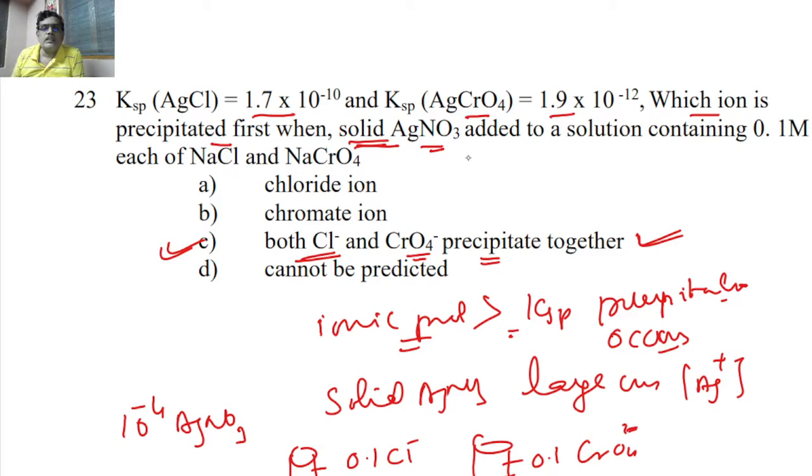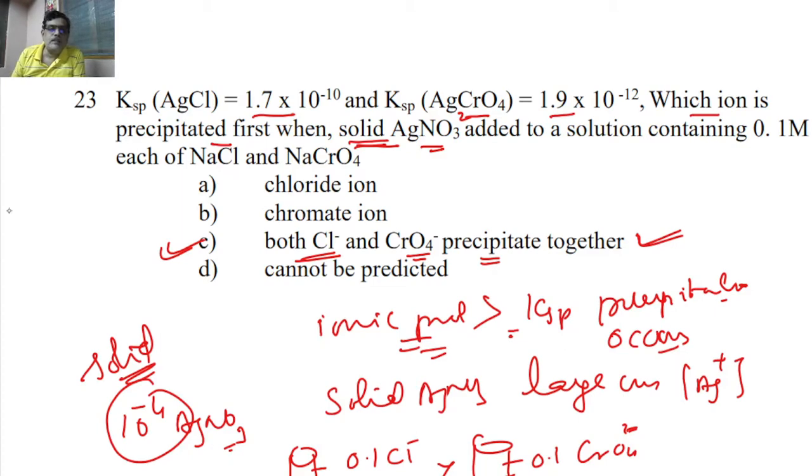So chromate ions are there. This will be Ag2, silver chromate, and which one will exceed the solubility product, we have to calculate. But instead of 10 to the power of -4, they have given it as solid AgNO3. So it produces a very high concentration of silver ions. Therefore, for both salt solutions, the ionic product exceeds the solubility product. So both are going to be precipitated. So the answer for this question will be C.